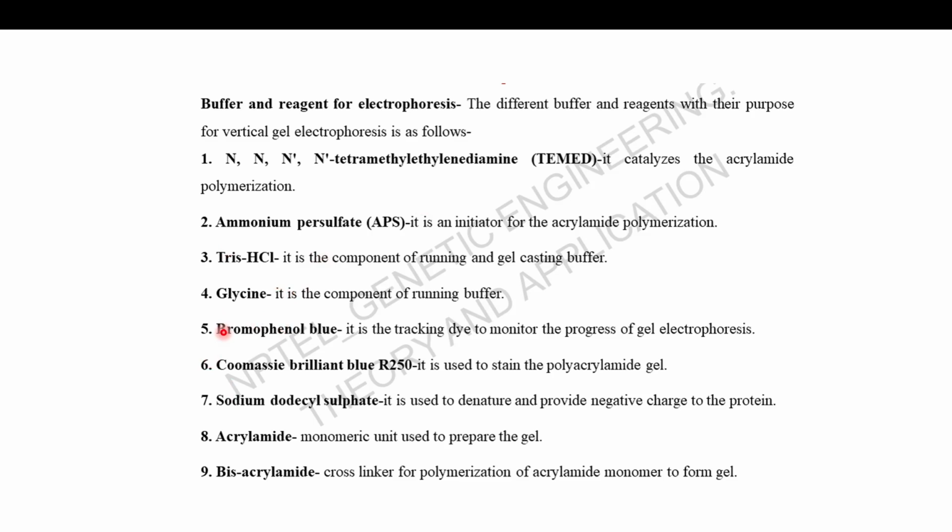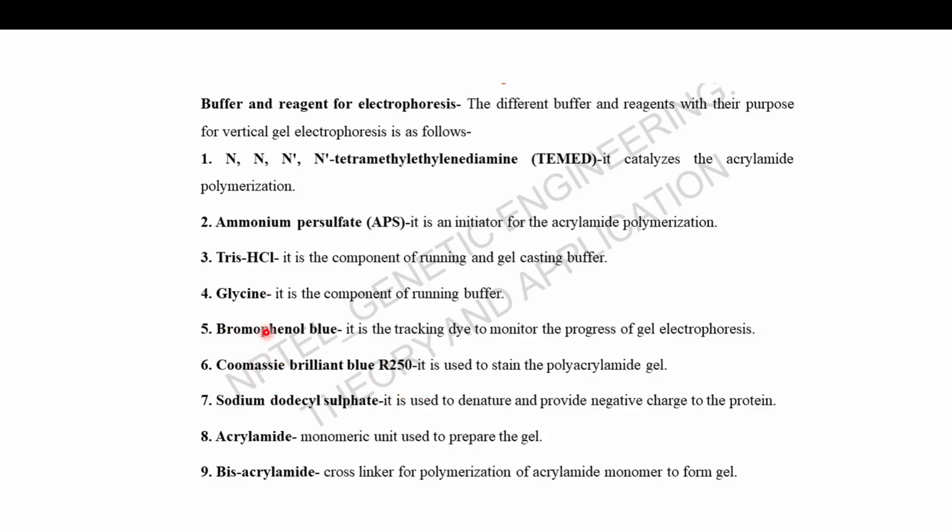So where does glycine come from? Glycine comes from the running buffer. The running buffer is TGS: Tris-Cl is there in the running buffer, then glycine is there, and S stands for SDS. Then there are bromophenol blue and Coomassie brilliant blue, which are used in the detection of the molecule.